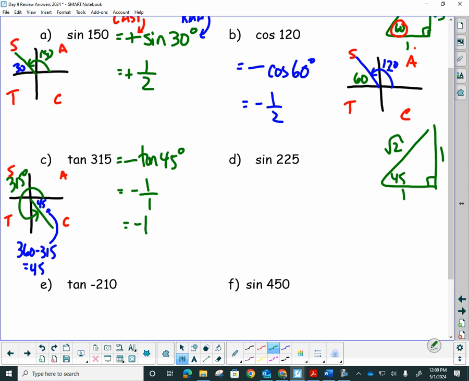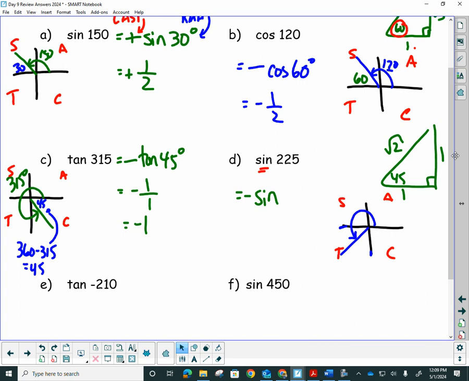Let's do sine of 225 in D. So 225 is more than 180, but less than 270. There's 270, there's 180, so it's somewhere around here. It's in this quadrant. I've been asked to find the sign of it, so CAST. Well, only tan is positive in there, so this is going to be a negative sign, and then whatever its related acute angle is.